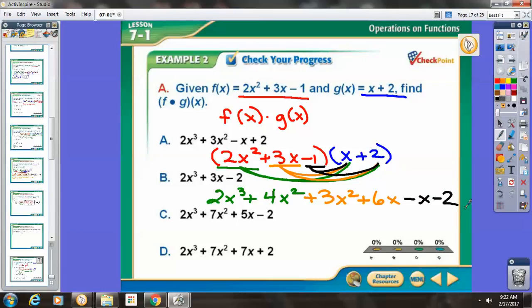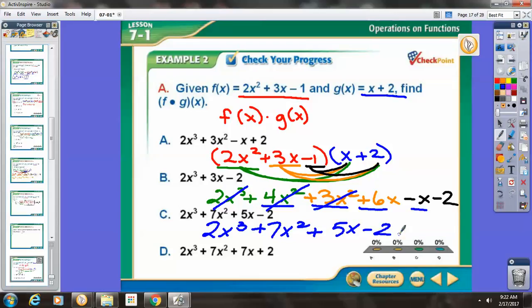We do have like terms that we can combine. No other x cubed, so we'll bring that down. We have x squared there, so we have 7x squared. We have linear terms, so plus 5x minus 2. Letter C? Letter C is the correct answer.